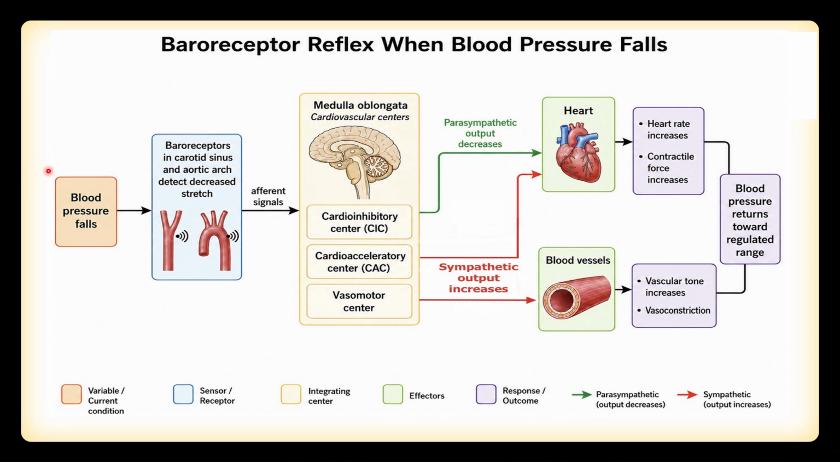So there is a decreased BP, so it will decrease the parasympathetic output. What will happen is the heart rate increases and contractile force increases, and at the same time it increases the sympathetic output, so there will be increased vasoconstriction. Both bring the blood pressure back towards the regulated range. So it is very clear, whenever the BP falls, it has to be compensated by an increase in heart rate, an increase in contractility, and by vasoconstriction. This should happen whenever a patient stands from the lying down position.